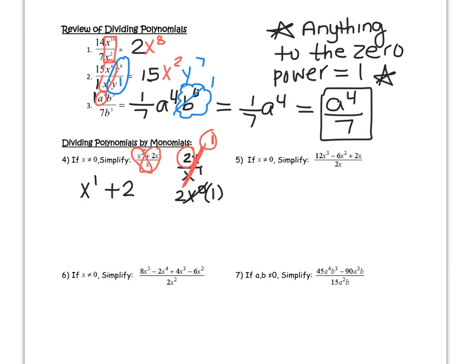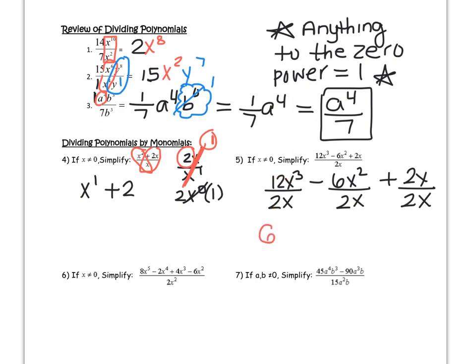Same thing for number 5. You're going to divide each term here by the 2x. Sometimes it's nice if you write it out. 12x to the third over 2x minus 6x squared over 2x plus 2x over 2x. So 12 divided by 2 is 6. X to the third divided by x to the first, remember there's a power of 1 here, is x to the second. Bring down the minus.